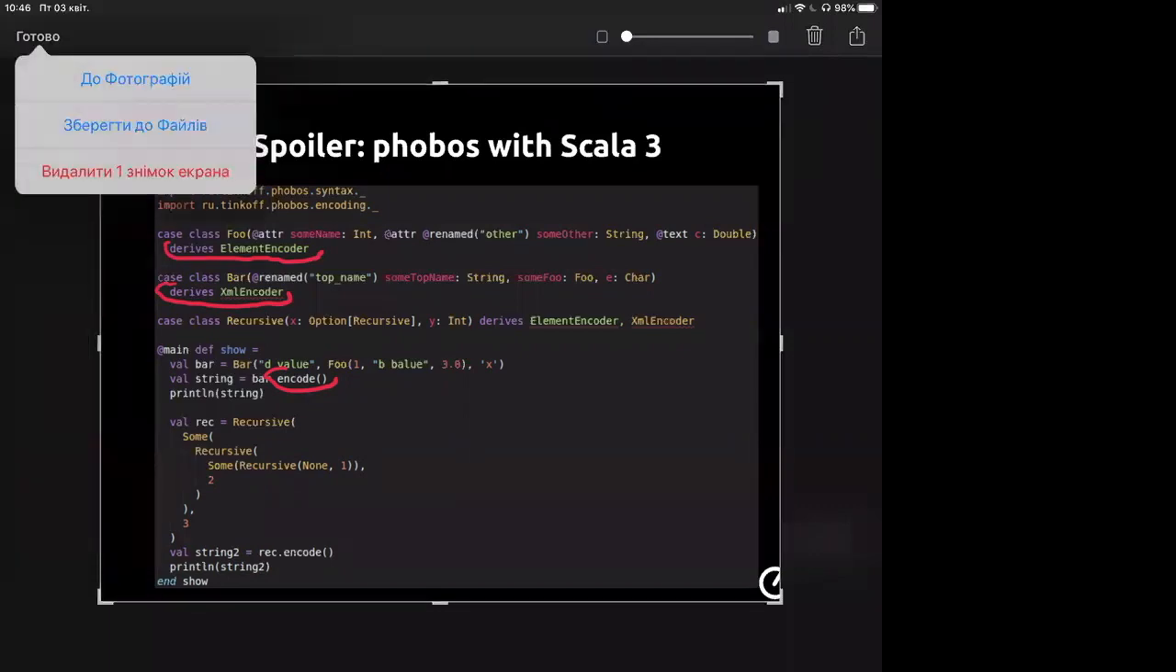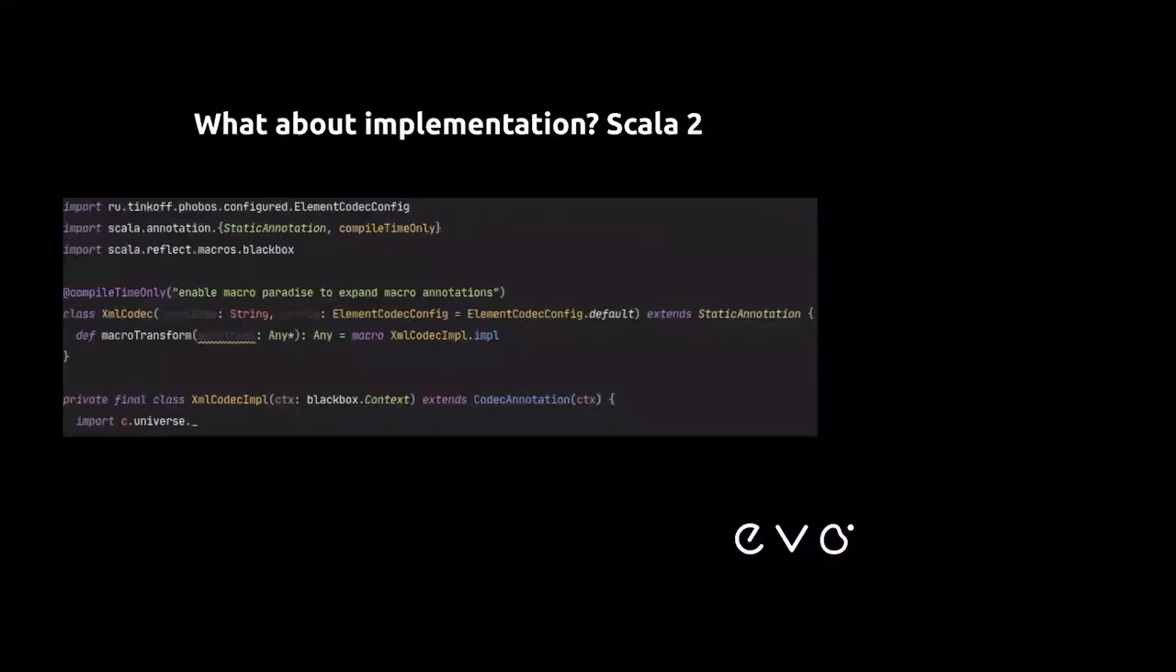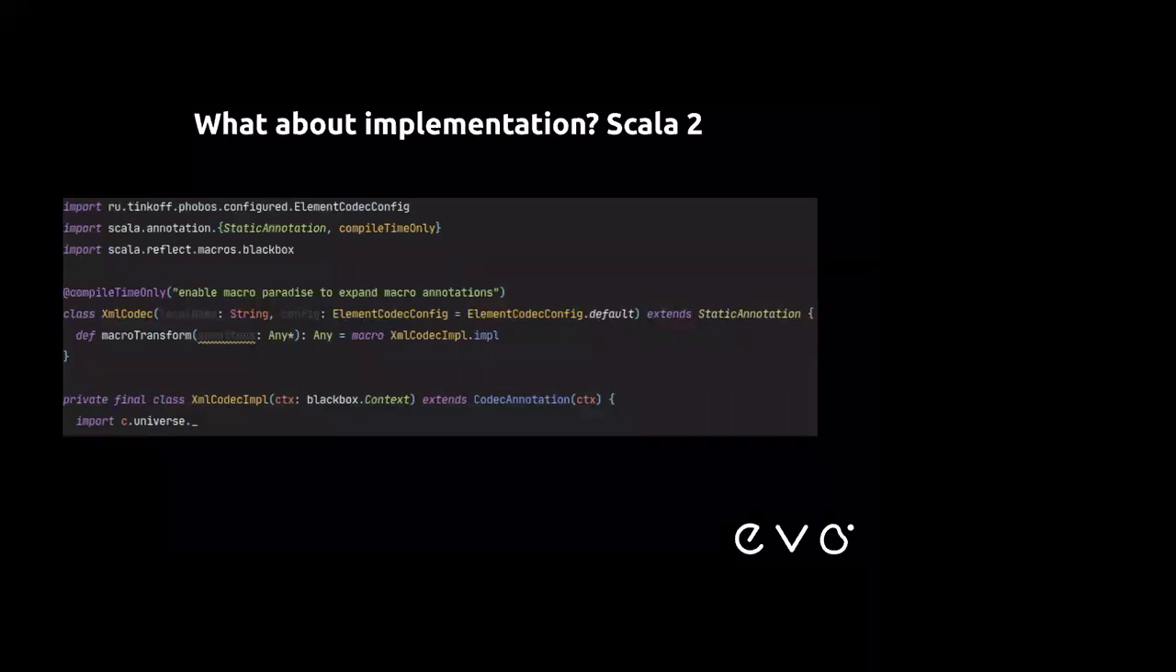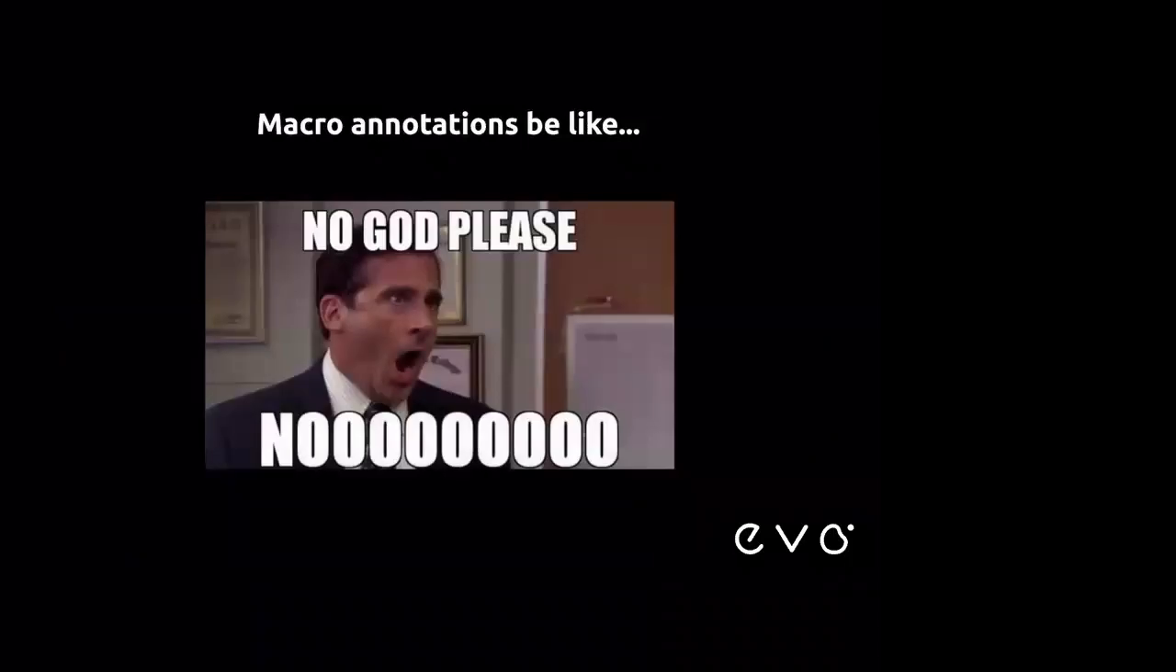Actually, almost nothing changed, but let's go further. It's an example of the implementation of this library in Scala 2. First you see is macro annotation and the scala-reflect macros import. And the first impression is, no, God, no. It's totally impossible to debug.